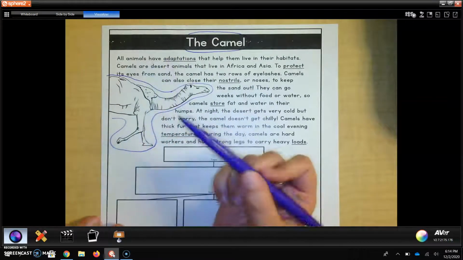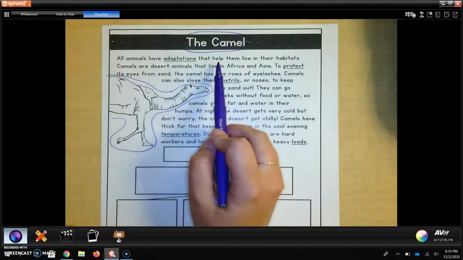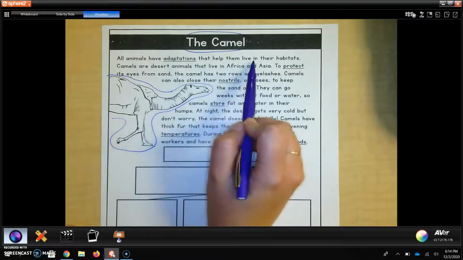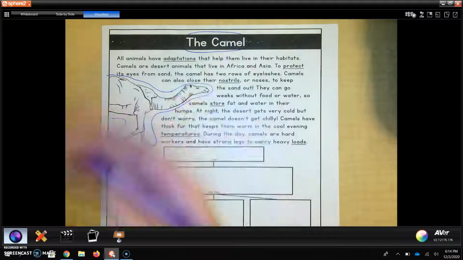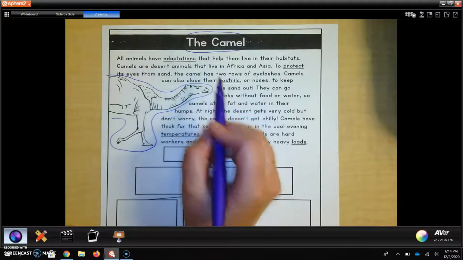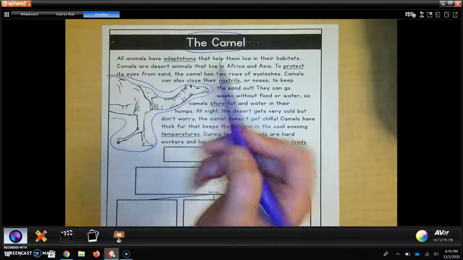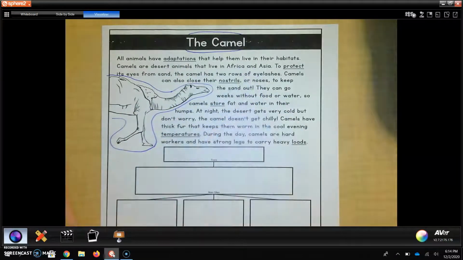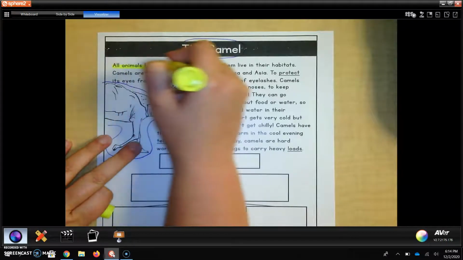An adaptation is something special that an animal has that helps them survive in a certain area. So right here where it says that help them live in their habitats, we're probably going to learn a couple things. We already read it, but this was a good opening sentence that led us into reading all the special adaptations that camels have that help them live in their habitat. So I'm going to go ahead and highlight that first sentence because that was pretty helpful.